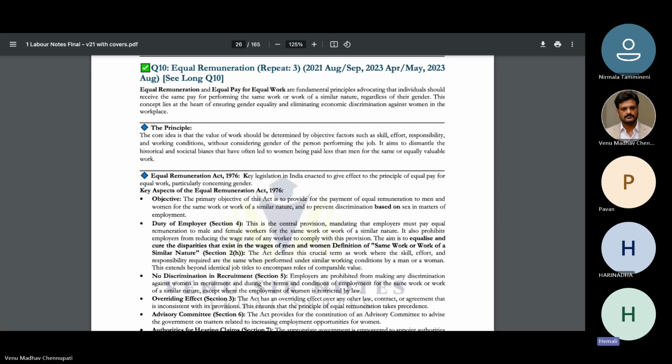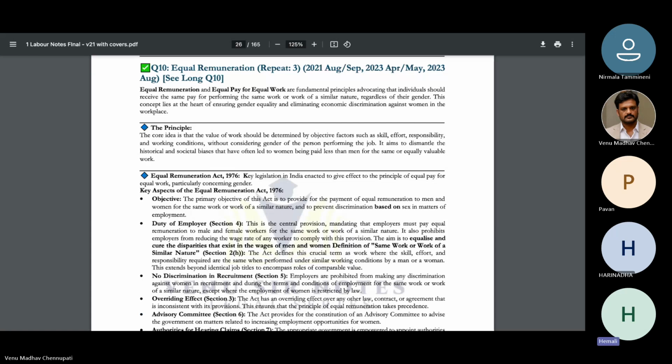Definition of same work or work of similar nature is given in Section 2(h). This Act defines this crucial term as work where the skill, effort, and responsibility required are the same and performed under similar working conditions by a man or a woman. This extends beyond identical job titles to encompass roles of a comparable value.